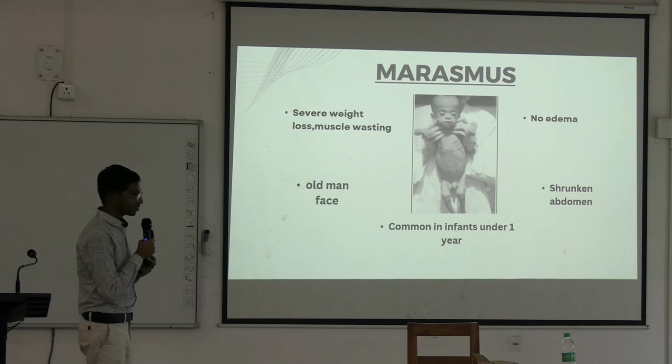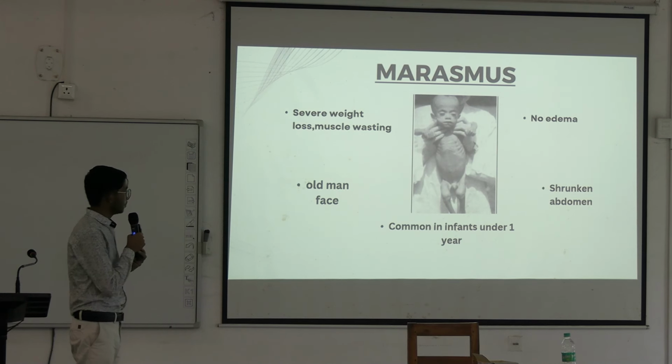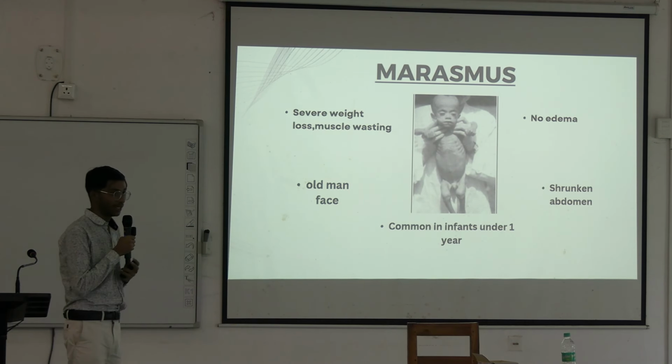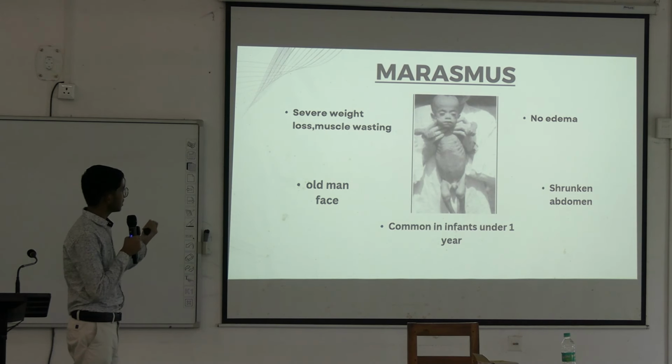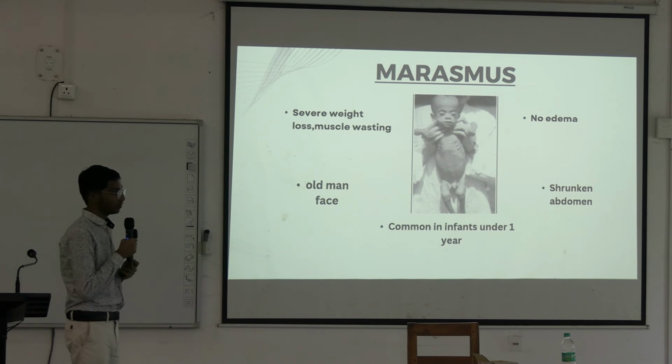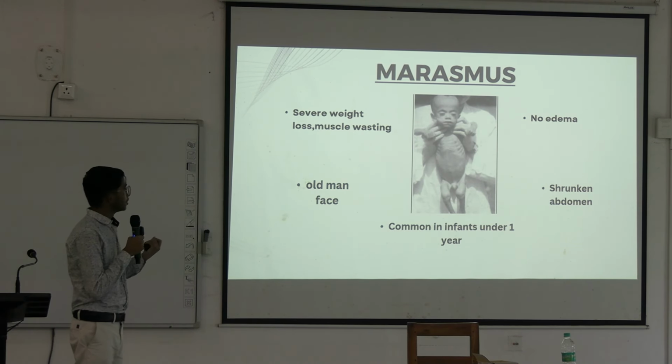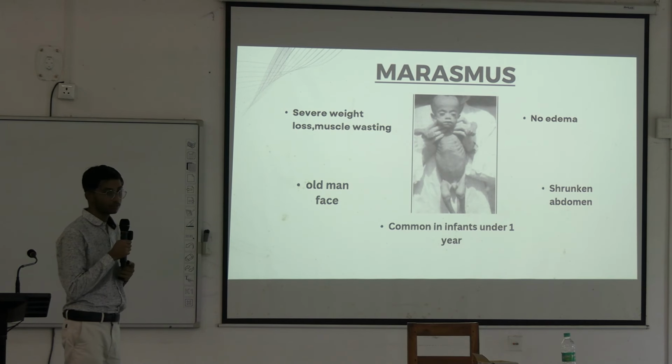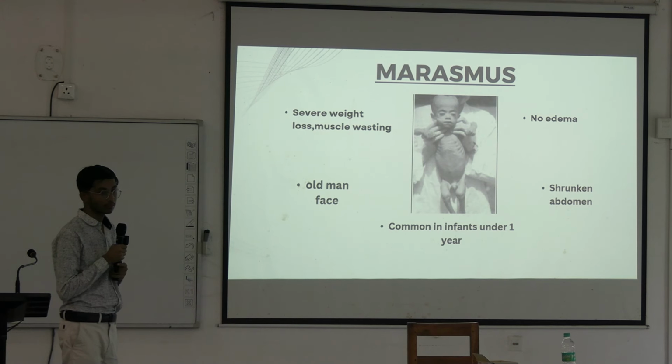So there are some key points of marasmus. Severe weight loss, muscle wasting. The word marasmus comes from the Greek word which means wasting. Thus, a key point is that muscle wasting occurs in marasmus. No edema, as marasmus is a deficiency of calories, not only protein. Thus, there is no edema. Old man face. Due to marasmus, the face shrinks. Edema is the characteristic feature of Kwashiorkor.